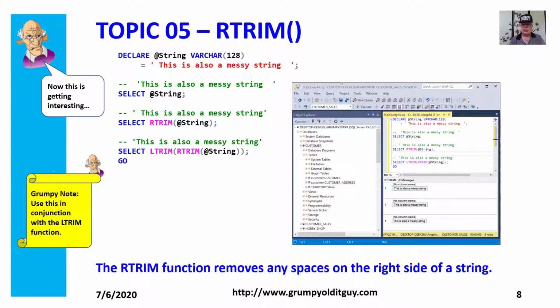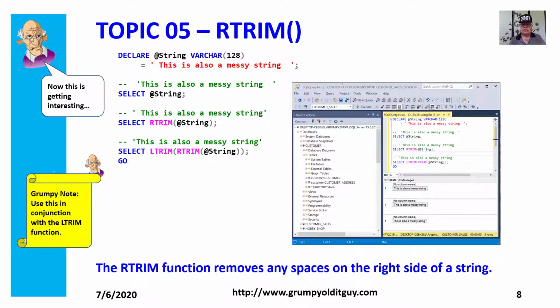And just because we declared a data length of 128, by the way, doesn't mean we have to use it. We can use up to 128, but if we don't, no space is wasted because unused space is not allocated memory. So it's a good data type to consider using.